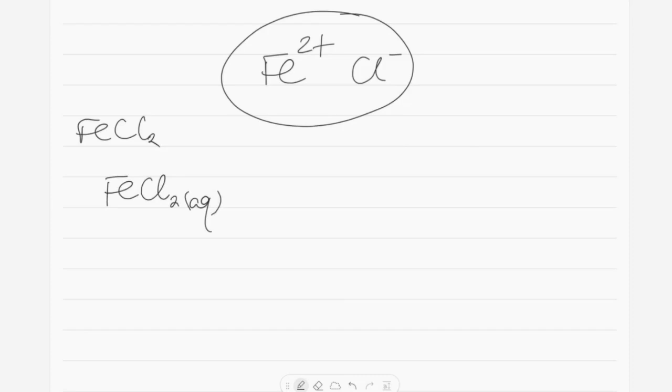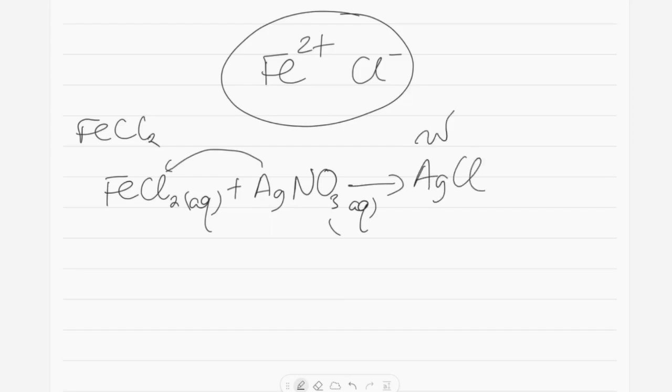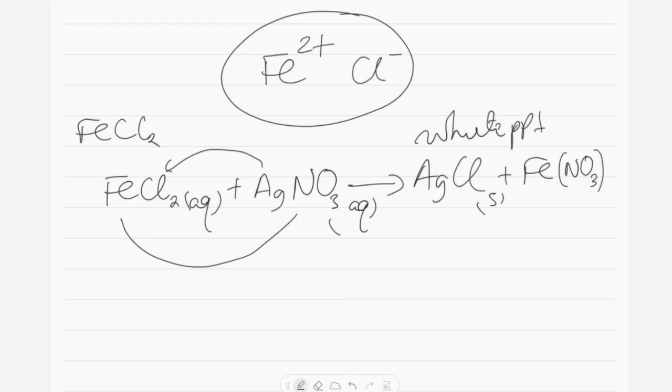So now, to iron chloride, I want us to add acidified silver nitrate. So this plus acidified silver nitrate, we're going to form silver chloride, which is in this case our white PPT, plus we're also going to form iron nitrate, iron 2 nitrate. Okay.